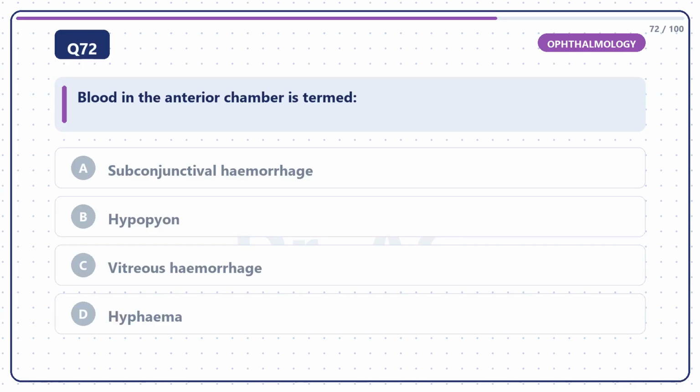Question 72. Blood in the anterior chamber is termed option A. Subconjunctival hemorrhage. Option B. Hypopyon. Option C. Vitreous hemorrhage. Option D. Hyphema.